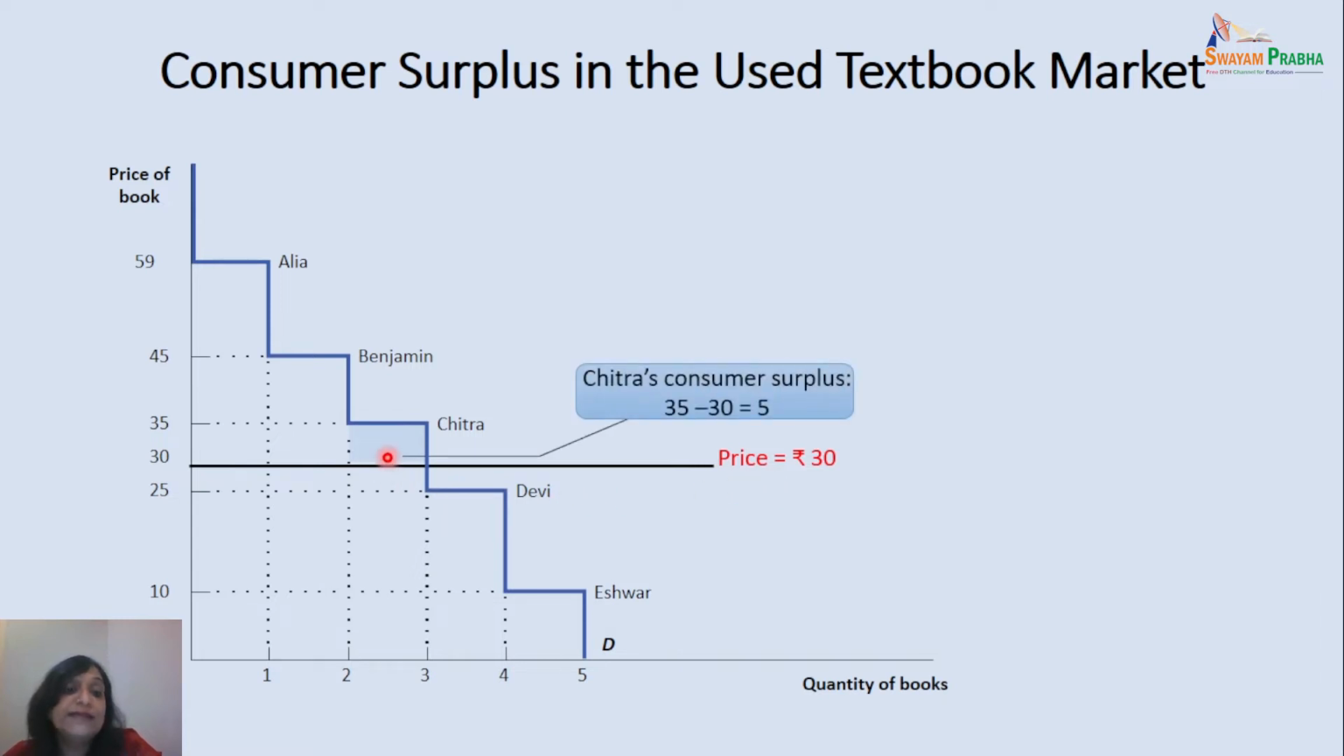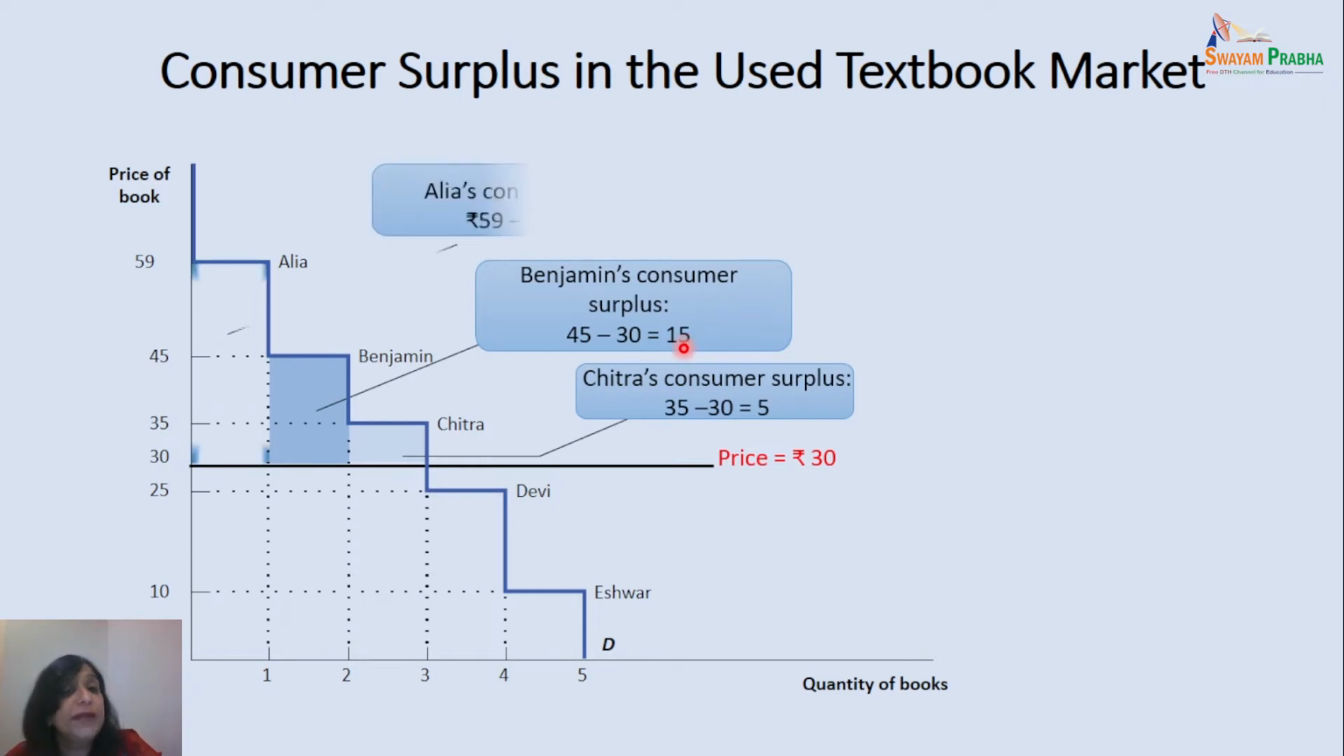For example, let us take Chitra. Chitra had said that she is willing to pay 35 rupees. Whereas, how much is she paying? 30 rupees. So her consumer surplus is 35 minus 30. That is, her willingness to pay was 35, whereas the actual price she is paying is 30. So this 5 is her consumer surplus. Similarly, for Benjamin, his willingness to pay was 45, whereas the price he paid was 30. So 15 is the surplus of Benjamin.